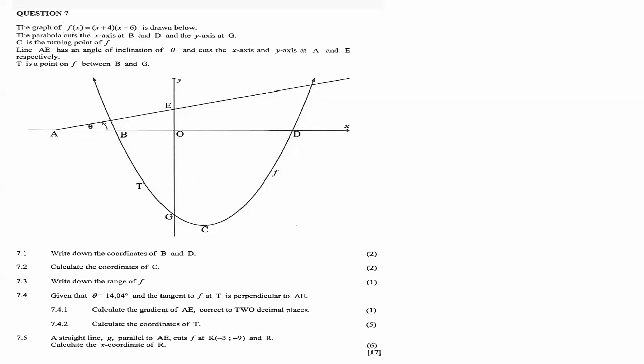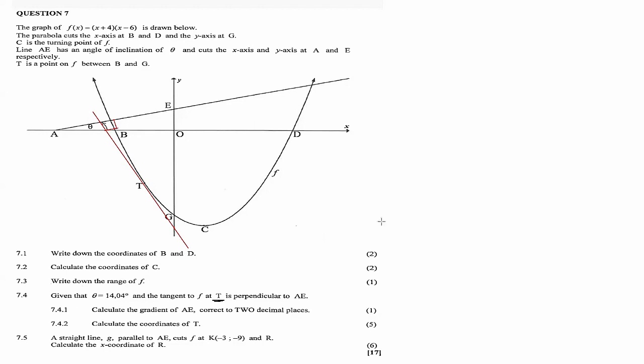Let's proceed to 7.4. It says, given that theta is 14.04 degrees and the tangent to f at t is perpendicular to AE. So they're saying we have a tangent at t which is perpendicular to AE. So let's try to draw the tangent there. It must pass through t, touching the curve at only one point. That tangent is perpendicular to AE, so at this point we have our 90 degrees there. It might not look perfect, but it gives the idea.